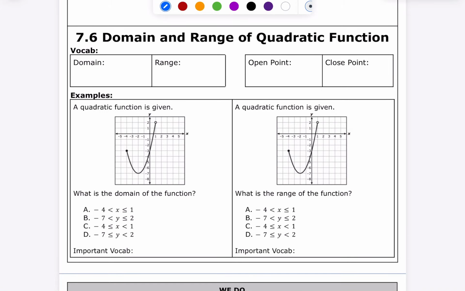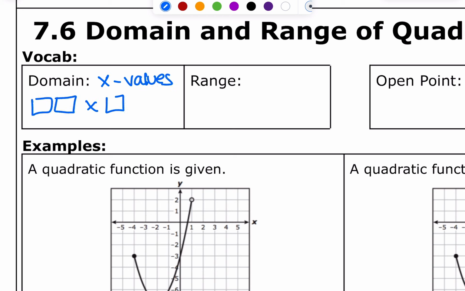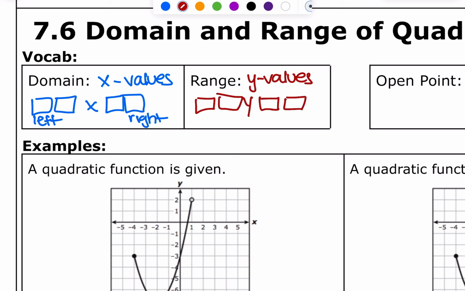We are going to focus on domain and range real quick again. When we look at the word domain, we know domain means x values, and we know that domain is box, x, box, with this being left and this being right. When I look at the word range, I know that is y values. And I know that is box, y, box. And this is low to high.